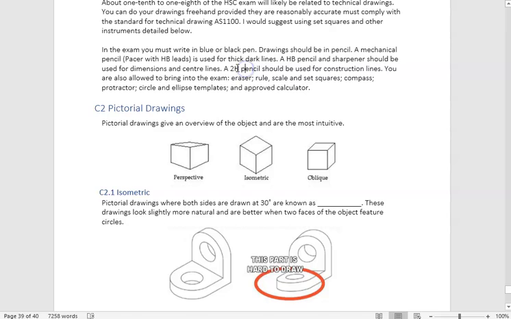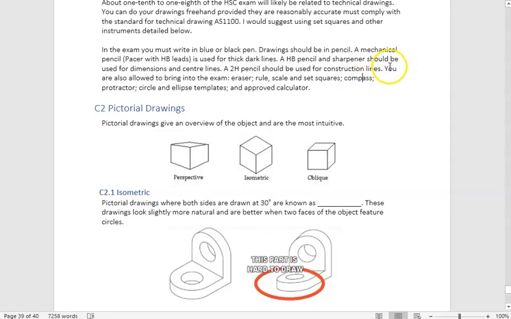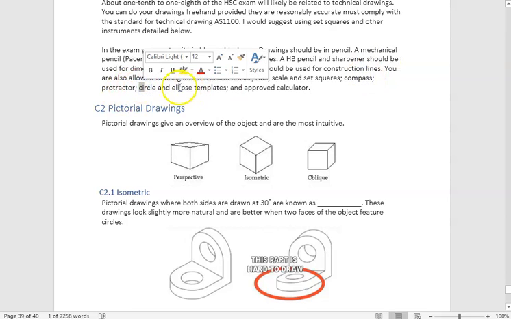You should use a 2H pencil to draw a rough version first, which we call construction lines. If you've done graphics, you'll know what construction lines are. You are also allowed to bring into the paper an eraser, a rule or a ruler, a scale, which is a scale ruler, which has different scales that engineers use, and they are helpful, and set squares. You're allowed to bring in a compass, a protractor, circle templates, and ellipse templates. You can buy those from Eckersley.